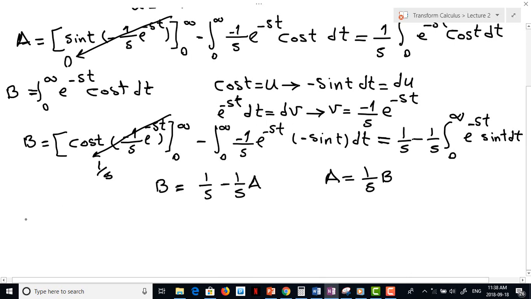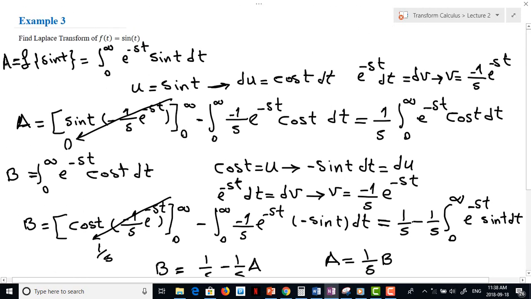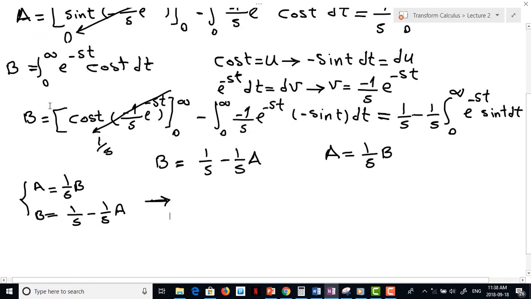So we have two equations. The first equation says that a is equal to 1 over s times b. And the second equation says that b is equal to 1 over s minus 1 over s times a. If we solve these two equations, we can easily find a, because our goal is to find a. A is Laplace transform of sine t.